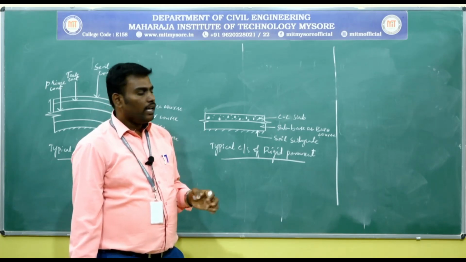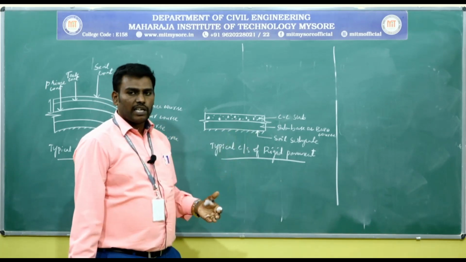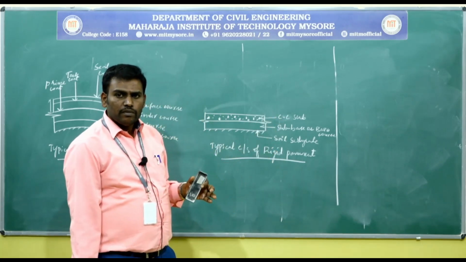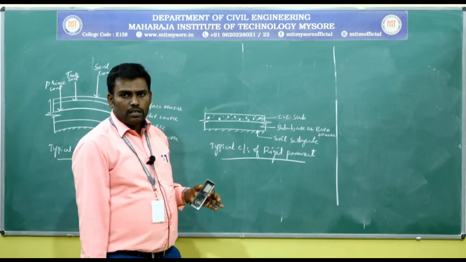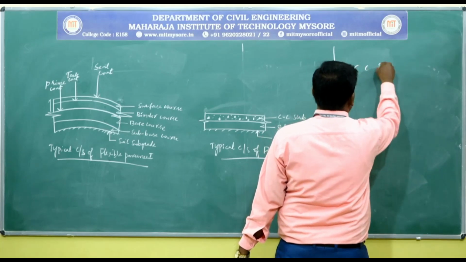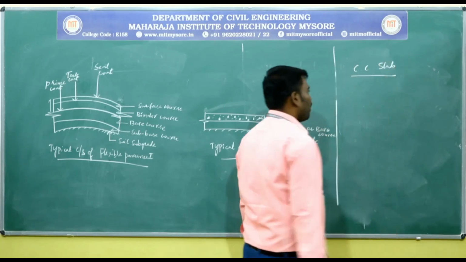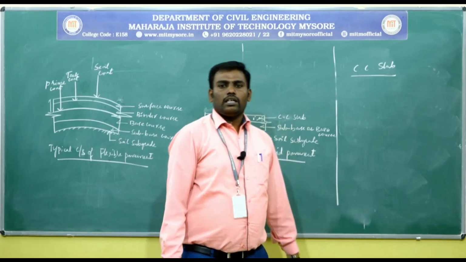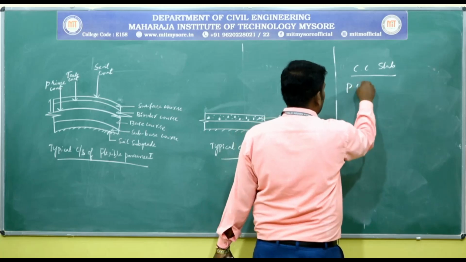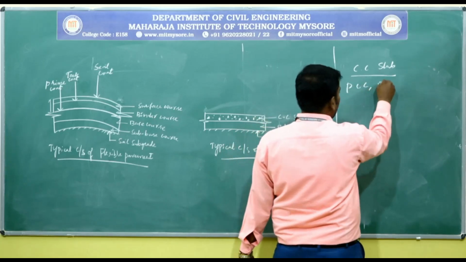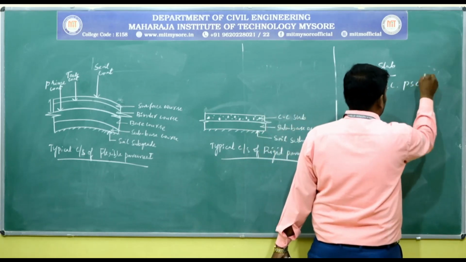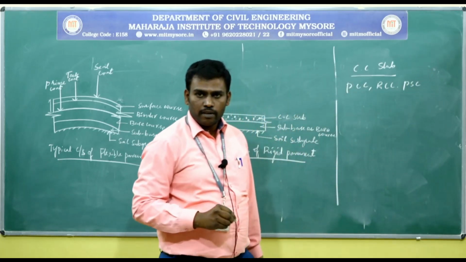Is it clear? Okay, and this is a typical cross section of a flexible pavement. If you move on to the functions of your rigid pavement component parts, the first one is the CC slab, that is cement concrete slab. Usually in the rigid pavement they may use PCC, plain cement concrete, or RCC, that is reinforced cement concrete, or they may use PSC, pre-stressed concrete.